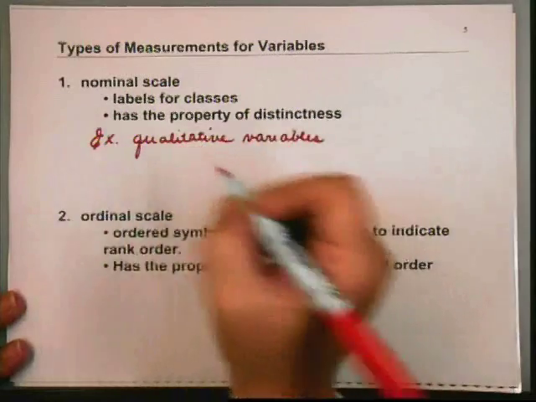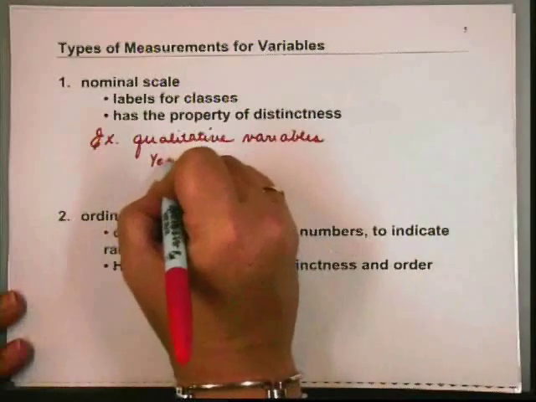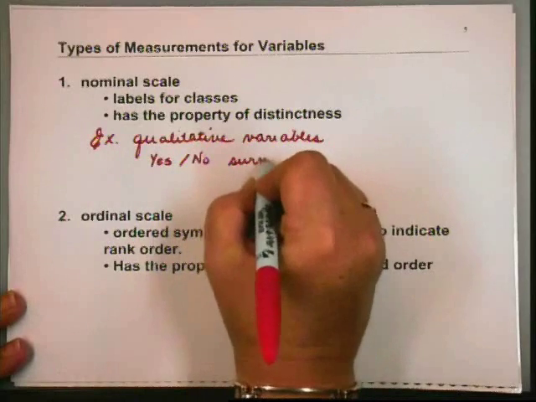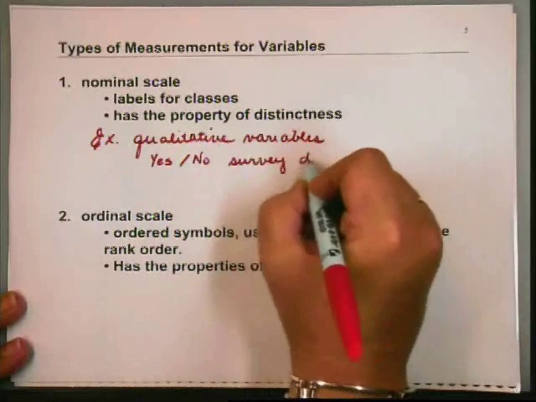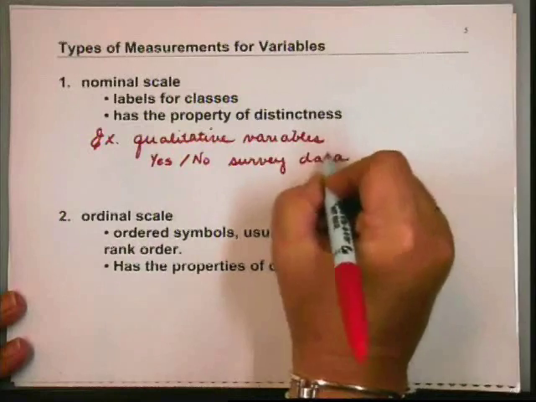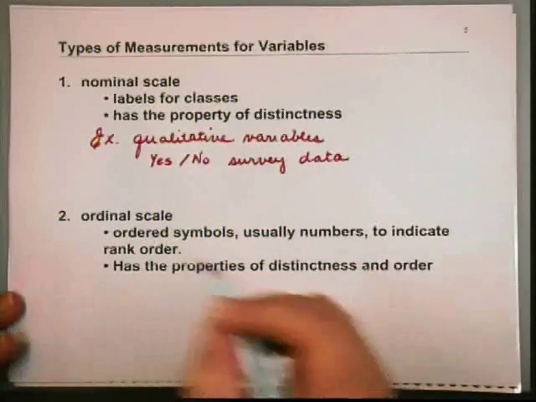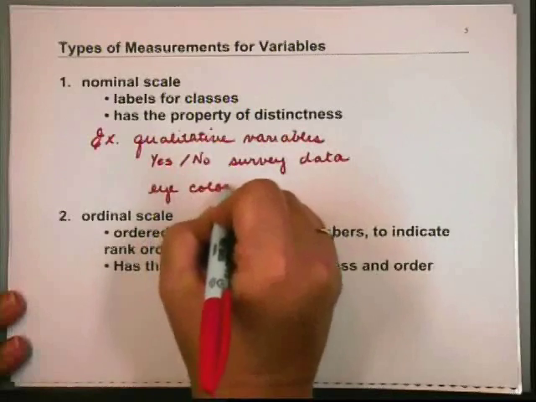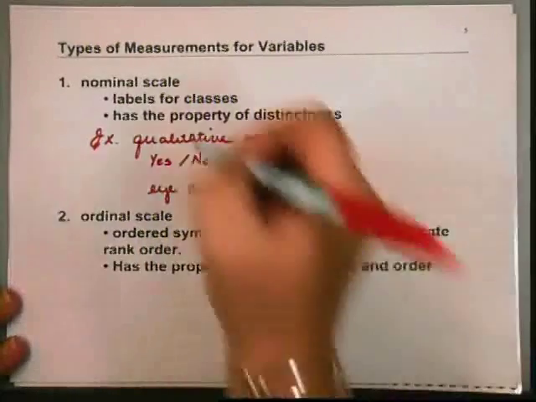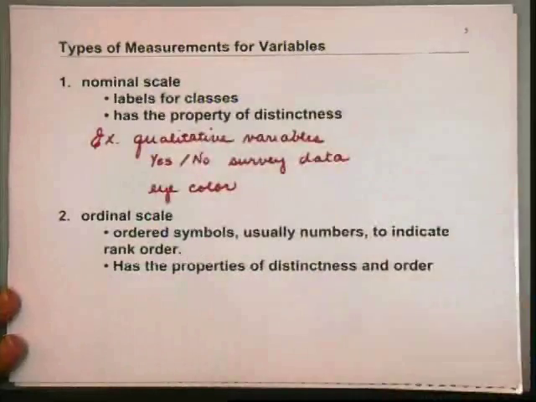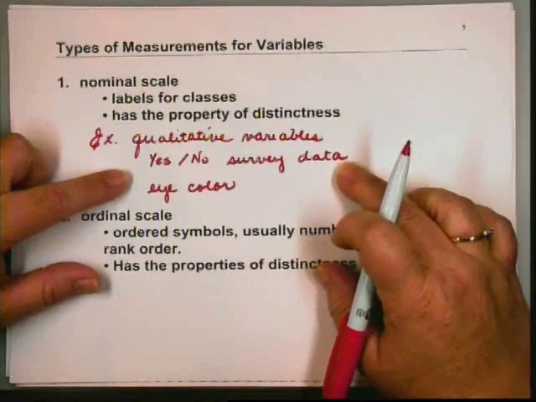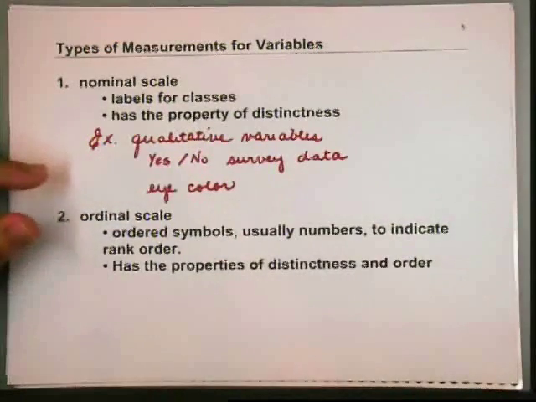Okay, labels for different classes, if you had, say, yes-no survey data. All right, eye color. Okay, so it's not all qualitative variables necessarily, but here there's no order to things. They're just put in different groups. There's no way I can order eye color.